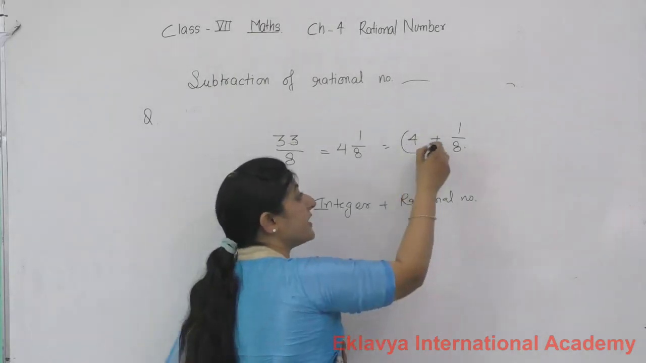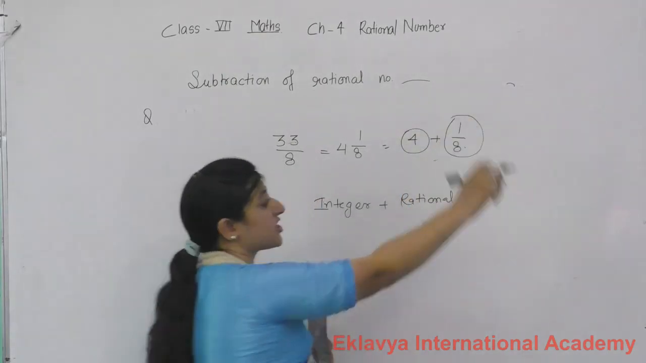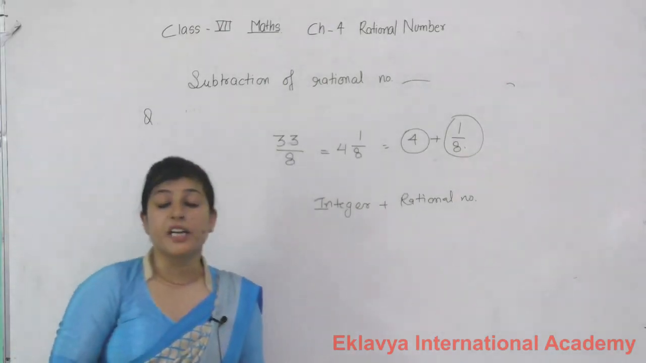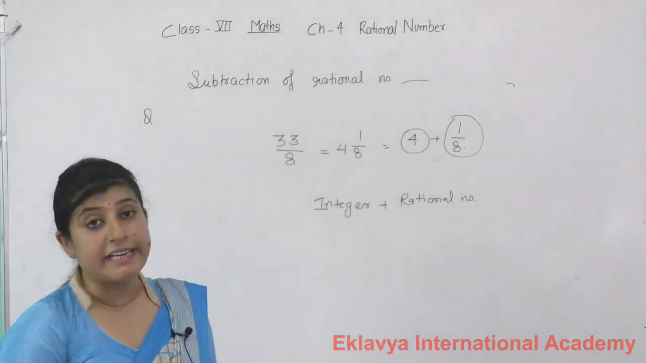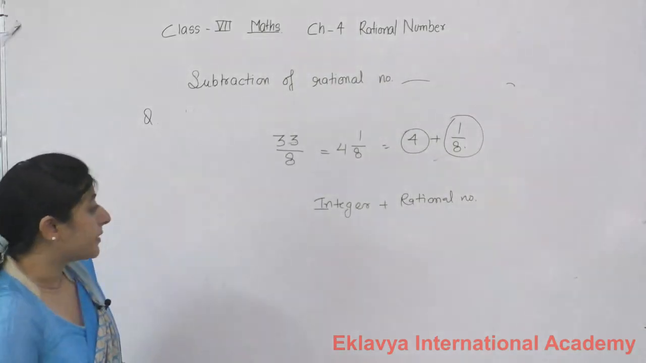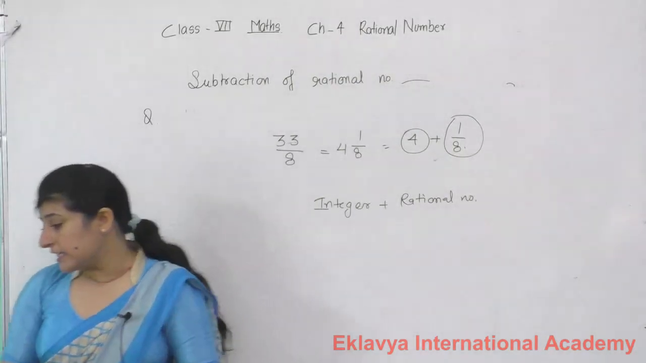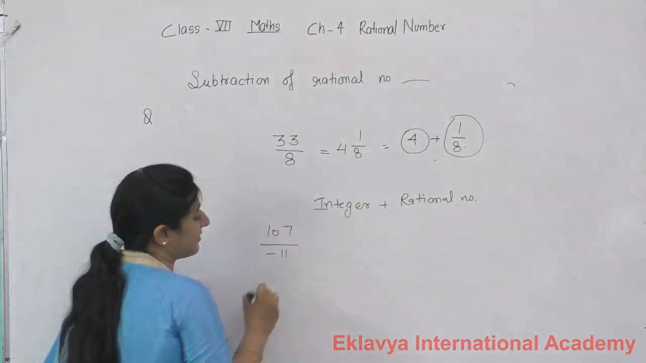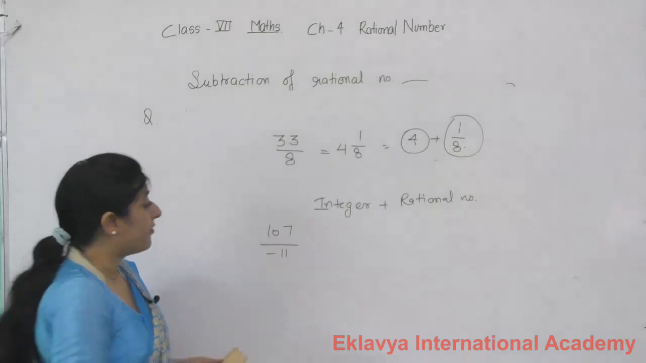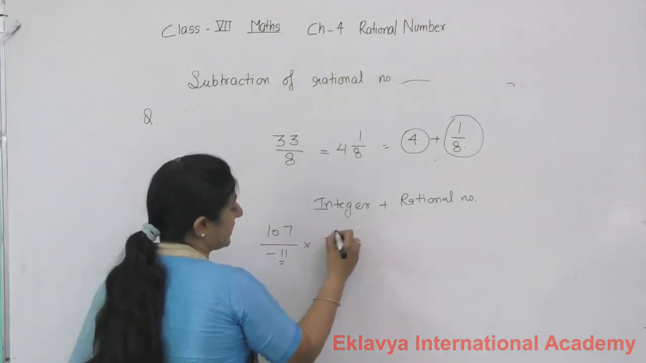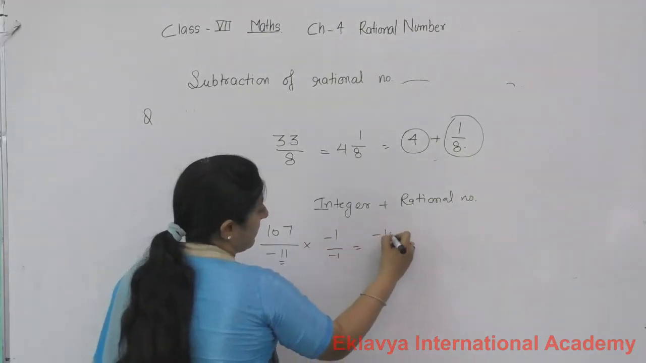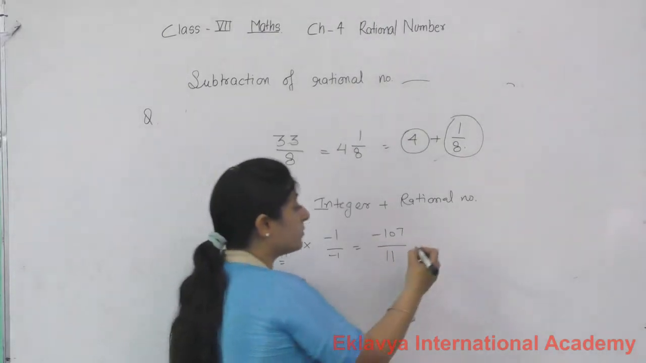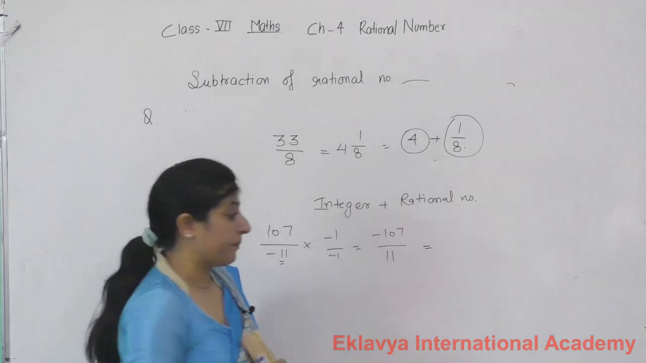4 is a positive integer here, 1 by 8 is a rational number. So we are expressing the given rational number as the sum of an integer and a rational number. Suppose we take another example, that is 107 upon minus 11. In this type, firstly we make the denominator positive: minus 107 upon 11.